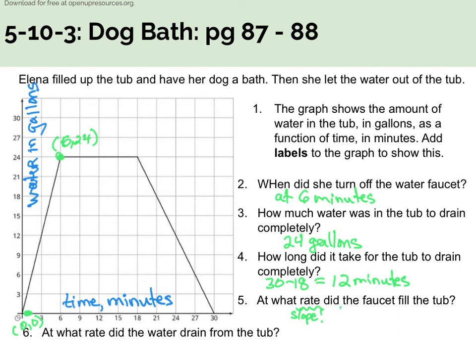So remember, it's a change of y over the change of x. So our y's, we're going to say 24 minus 0, which is 24. And then we're going to say 6 minus 0, which is 6. So 24 divided by 6, well, that's 4. And it's 4 over 1. So let's go ahead and label it. So it's 4 gallons for every 1 minute, as far as it's the rate that it's filling up.